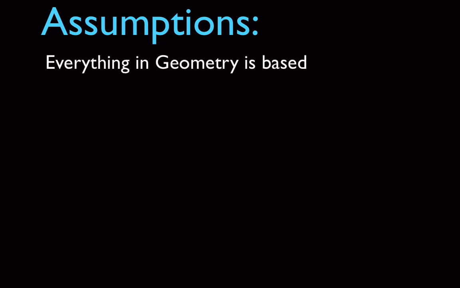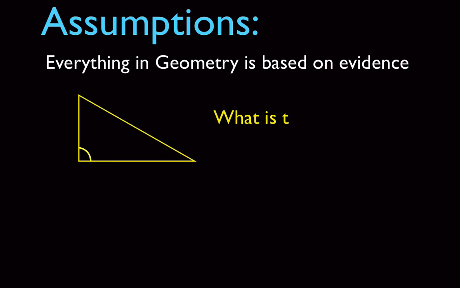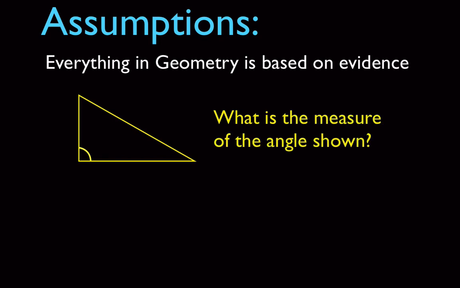Okay, again, everything in geometry is based on evidence. This is important. You have to have a reason for everything you say. For example, what is the measure of that angle right there? How many of you are thinking 90 degrees? Probably a lot of you. But I didn't tell you it was 90 degrees. Until I give you the information, you do not know.